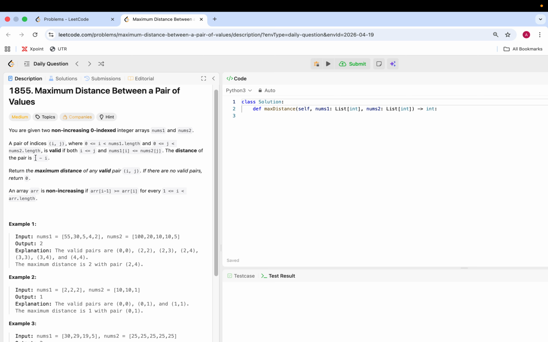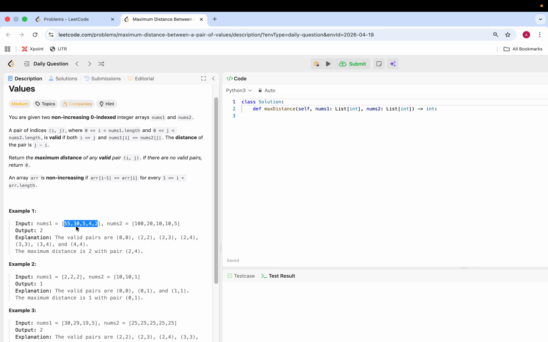The distance is therefore j minus i. So j has to be bigger than or equal to i, and nums2 at j should be bigger than or equal to nums1 at i. Return the maximum distance of any valid pair. If there are no valid pairs, return 0. And non-increasing means the previous number is equal to or bigger than the current number, for every valid index.